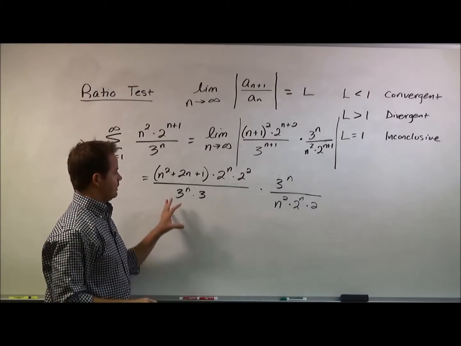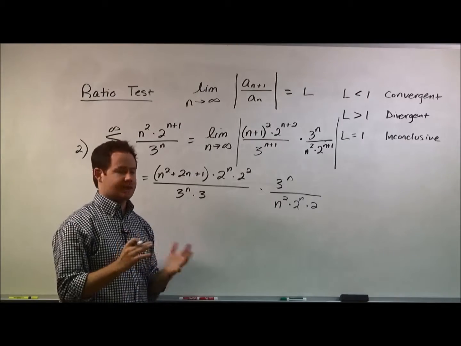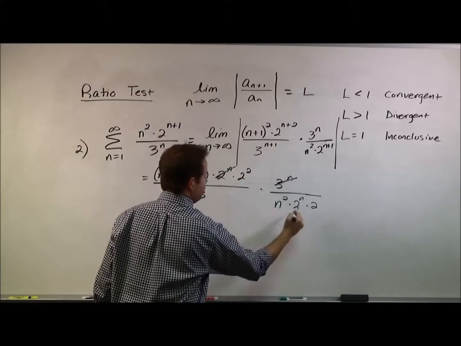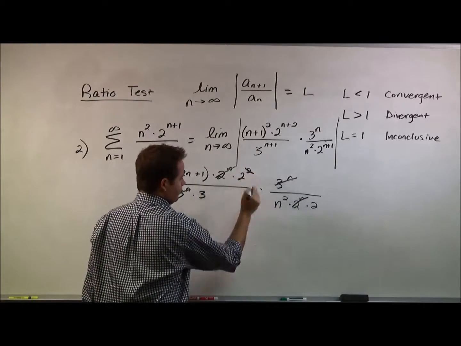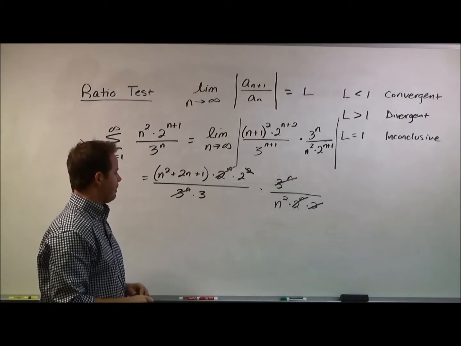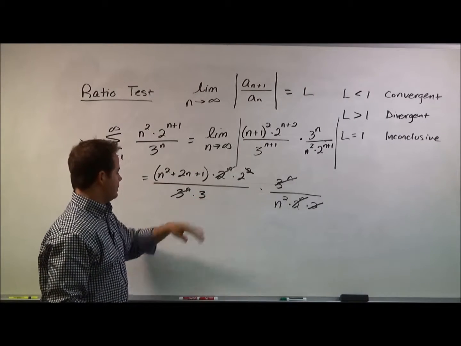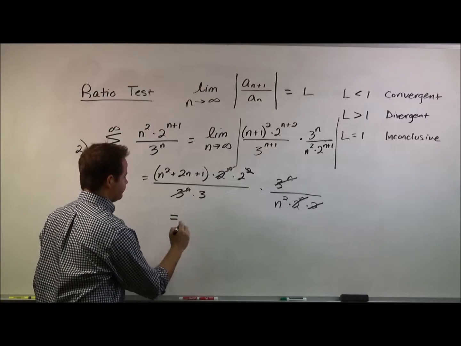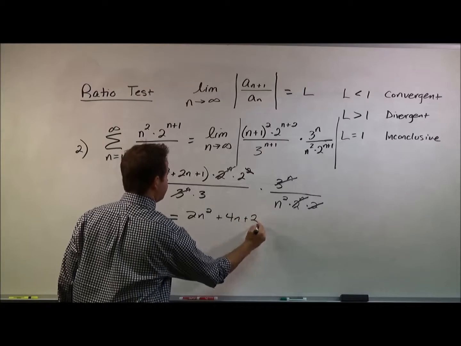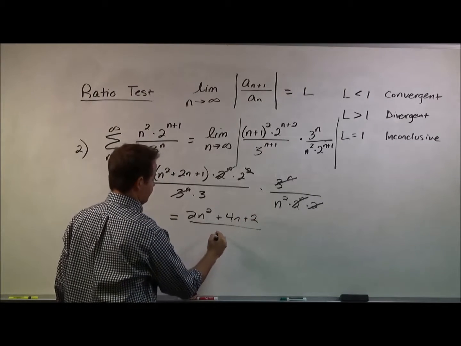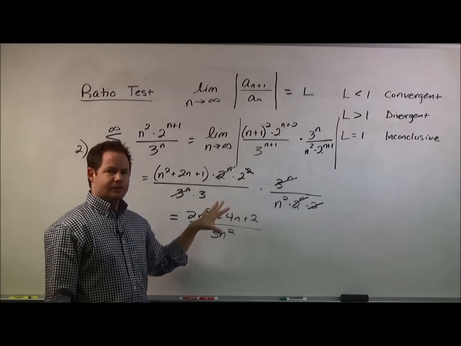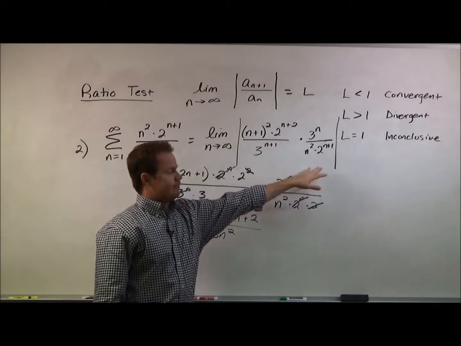So here's where we get to go from a very complex looking expression to something that's much more manageable. Here we're going to cancel out 3 to the n. We're going to cancel out 2 to the n. We're going to cancel out one of these 2's. So 2 squared over 2 to the first will just give us a 2 on top. And when we distribute this 2 to everything in parentheses, what we're left with is 2n squared plus 4n plus 2 over 3n squared.